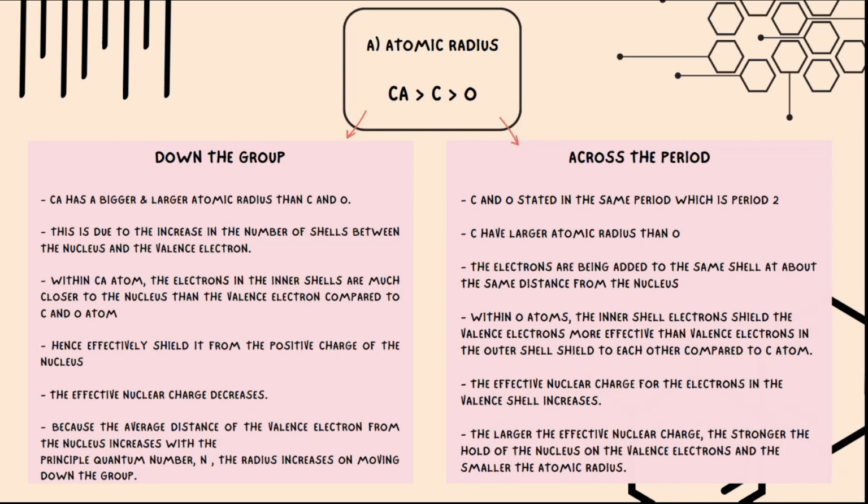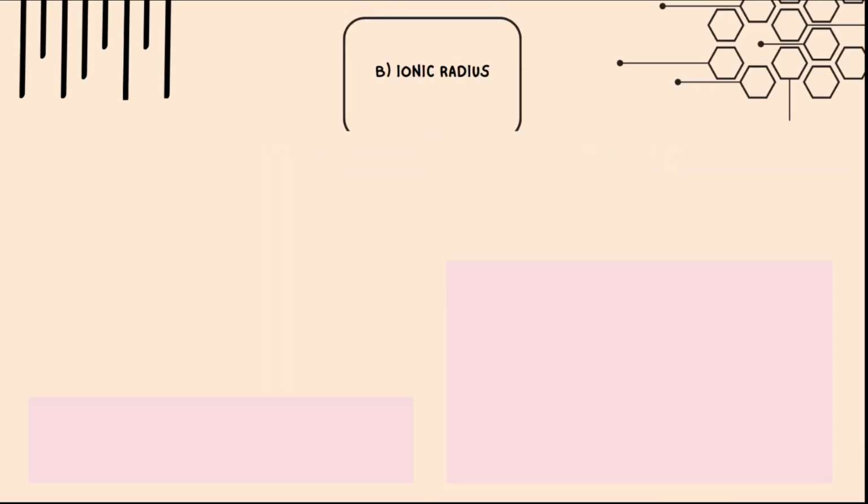Across the period, carbon and oxygen are in the same period, which is period 2. Carbon has a larger atomic radius than oxygen. The electrons are being added to the same shell at about the same distance from the nucleus. Within oxygen atoms, the inner shell electrons shield the valence electrons more effectively than valence electrons in the outer shell shield each other compared to the carbon atom. The effective nuclear charge for the electrons in the valence shell increases. The larger the effective nuclear charge, the stronger the hold of the nucleus on the valence electron and the smaller the atomic radius. Okay, next, ionic radius.